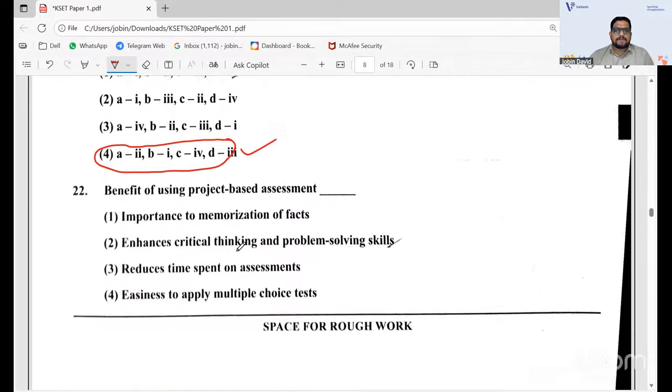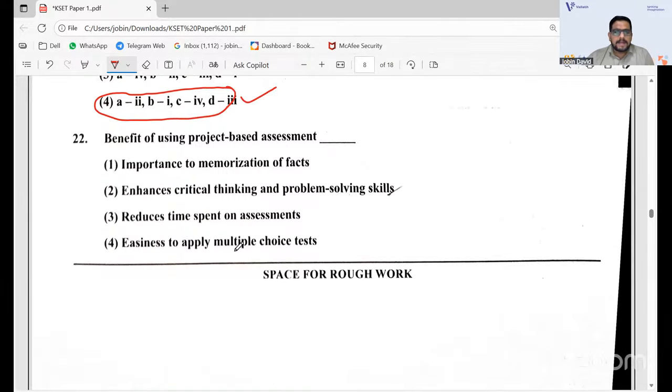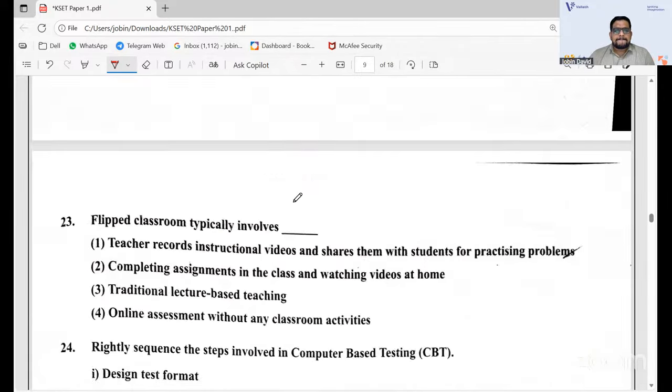And question number 22, benefit of using project-based assessment. Memorization of facts? No. So obviously when you read the answers itself, you get an idea: enhances critical thinking and problem solving skills. That is option 2. Reduces time spent is not correct. Ease of applying multiple choices is also not correct. So 22 will be the right answer.